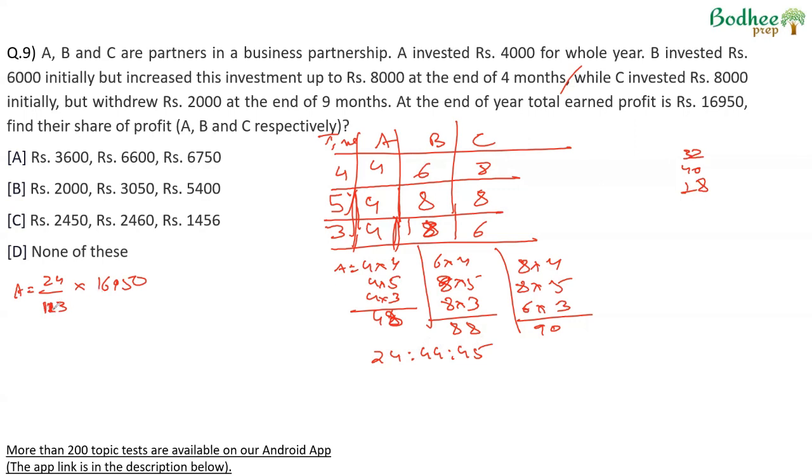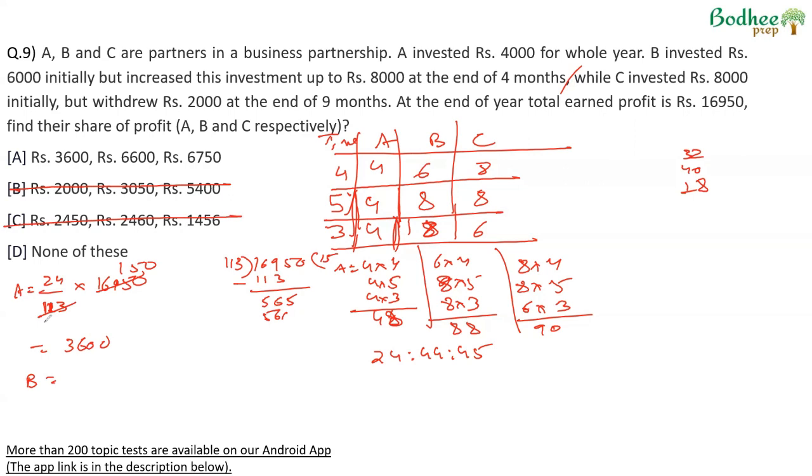Now if we divide 16950 by 113, ones are 113, 5 into 5 will be 565. So this is 150 times. And therefore A will get 24 into 150, 2400 plus 1200, 3600. A gets 3600, so B and C as it is are cancelled.